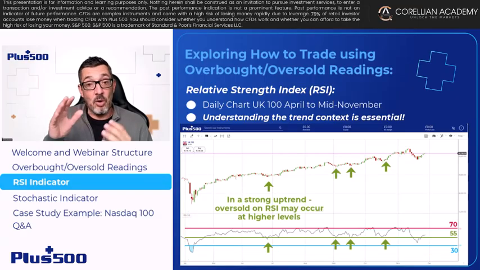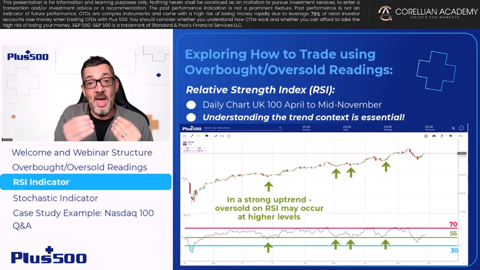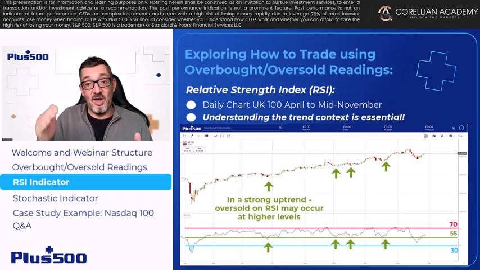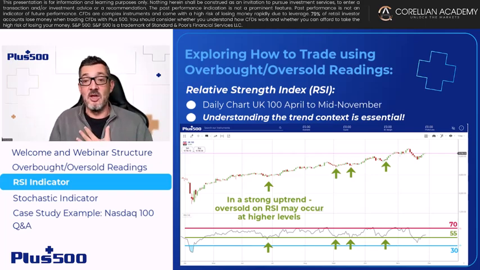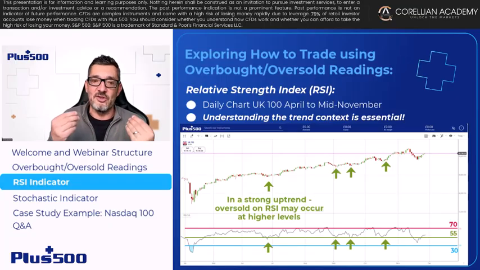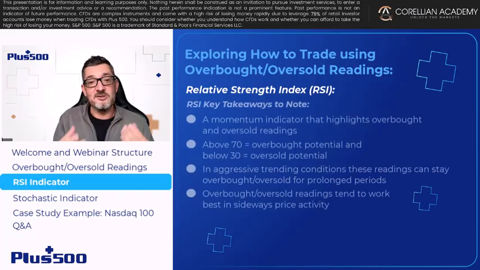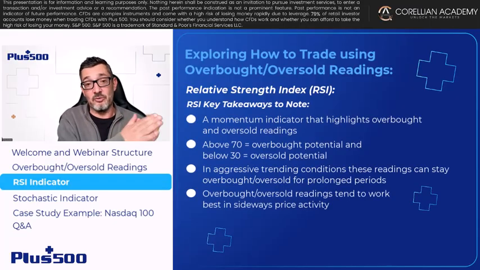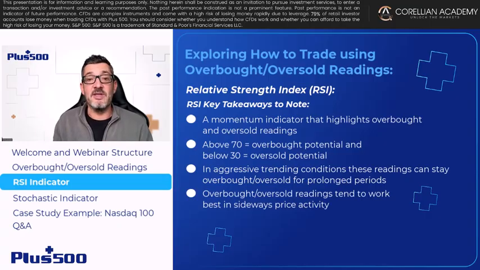In a strong uptrend, what looks oversold on the RSI might occur at a much higher level, sometimes as high as 55, as we can see on the UK 100 chart. These higher than expected oversold readings often align with points where the trend resumes. And we'll explore this idea of trend adjusted signals in more detail shortly. But for now, here are the key takeaways when you're using the RSI. Feel free to take a screenshot of them for future reference.